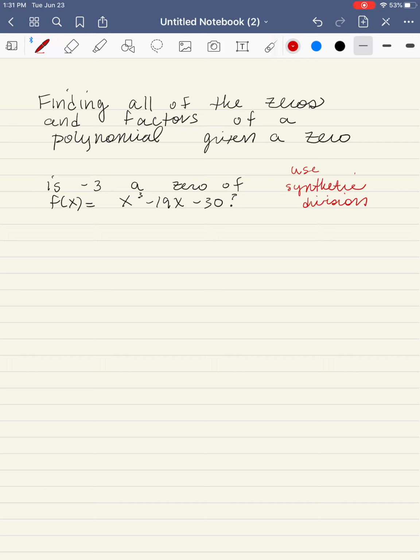We're not just going to plug in -3. Because even if that does tell me that it's a zero, if I get equals 0, it doesn't help me with what I'm going to do next, which is to find the rest of the zeros and completely factor this polynomial. So use synthetic division to determine whether -3 is a zero of this function. Pause the video, do that work, and then start the video back.